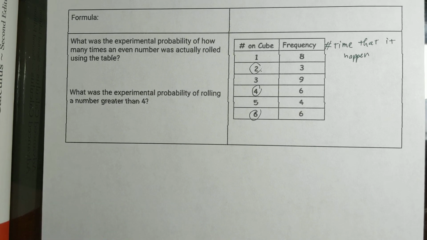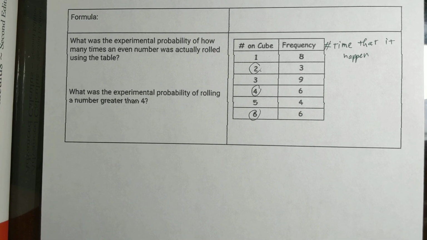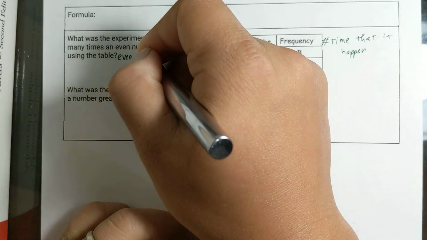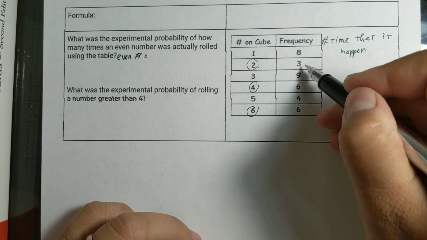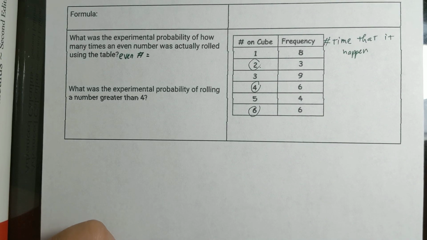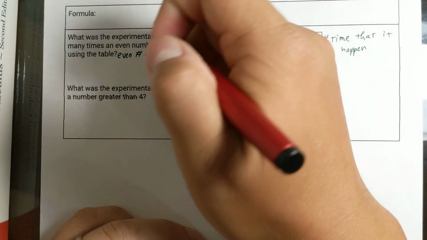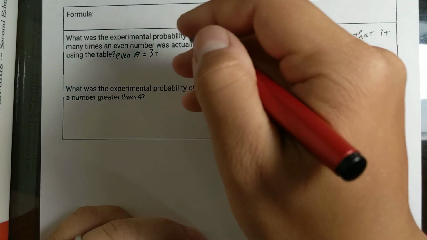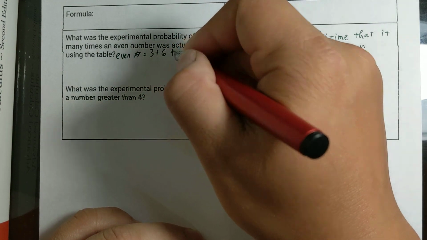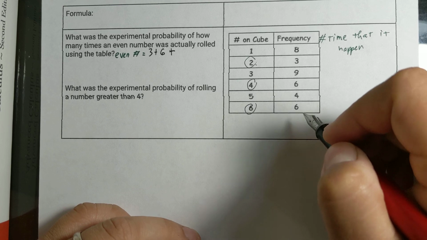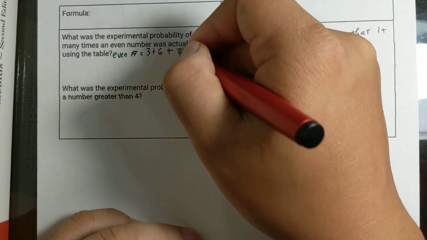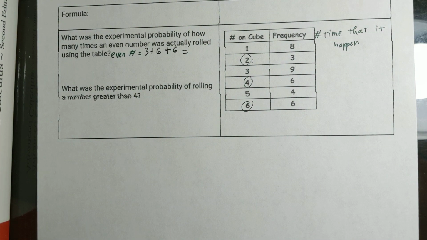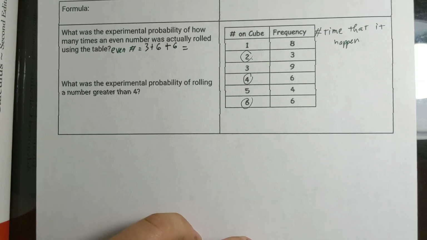So in this case they ask what's the probability that you roll an even number. So you have to count. The number of even numbers: the first time you rolled, that was a 2, it was 3 times. And then you rolled a 4, 6 times. And you rolled again, that has to be a 6, the number of times it happened would be 6. You add those up. It should give you 15.